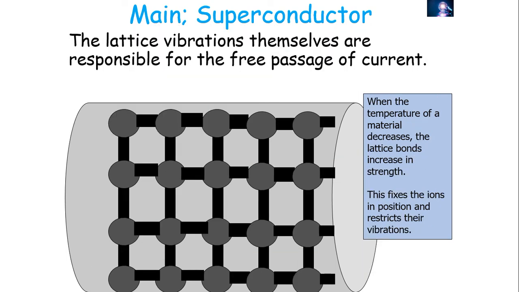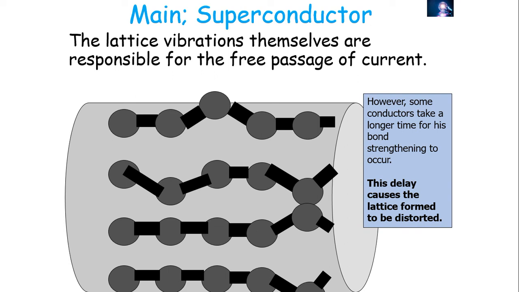Well, how it works is that the lattice vibrations themselves are actually responsible for the free passage of current, because when the temperature of a material decreases, the lattice bonds increase in strength, because that fixes the ions into a position and restricts their vibrations. Now, for some conductors, this can actually take a long time to occur, relatively. So as the material is cooling down, it can take a bit of time for those lattices to form those strong bonds to fix those ions into position. Now, this delay causes the lattice formed to be distorted.